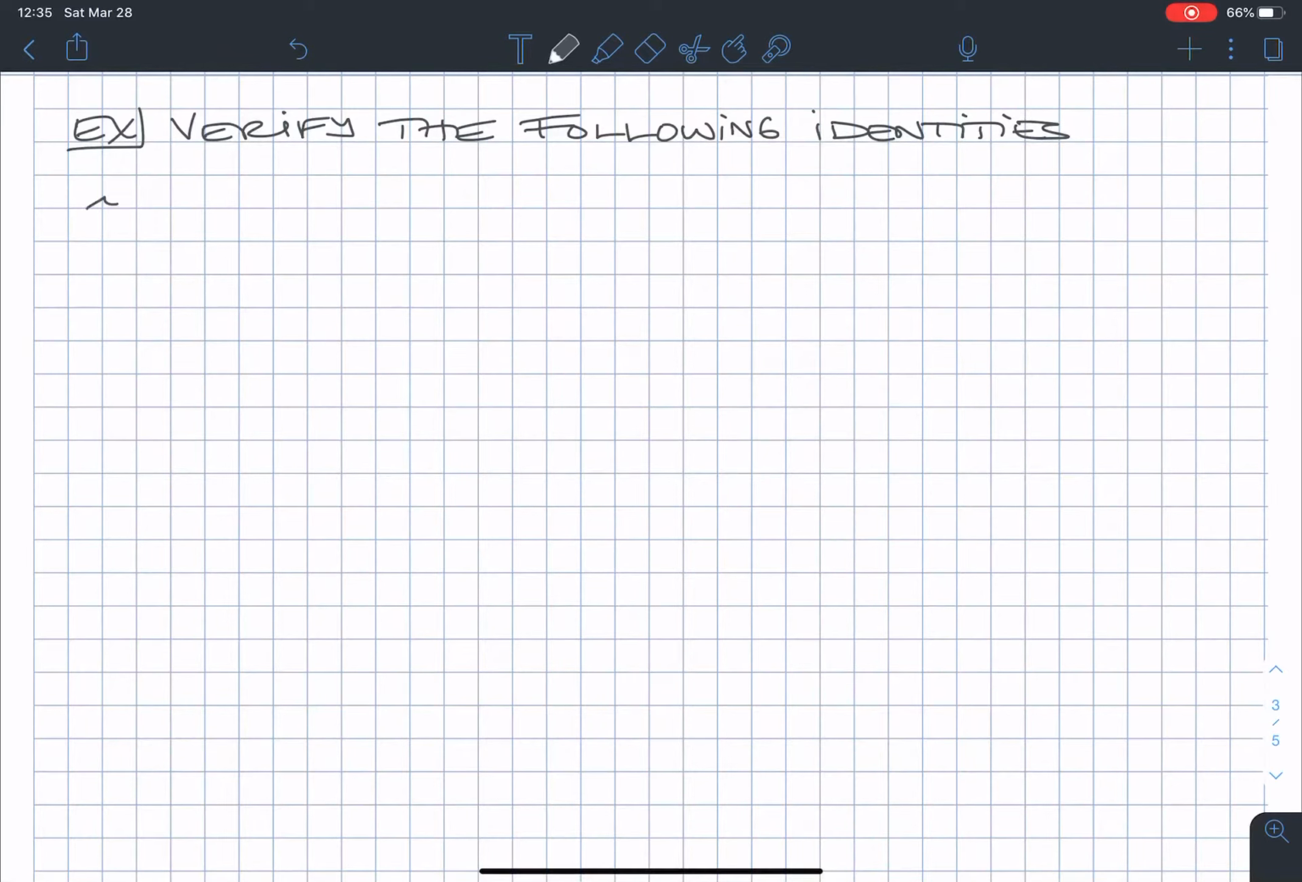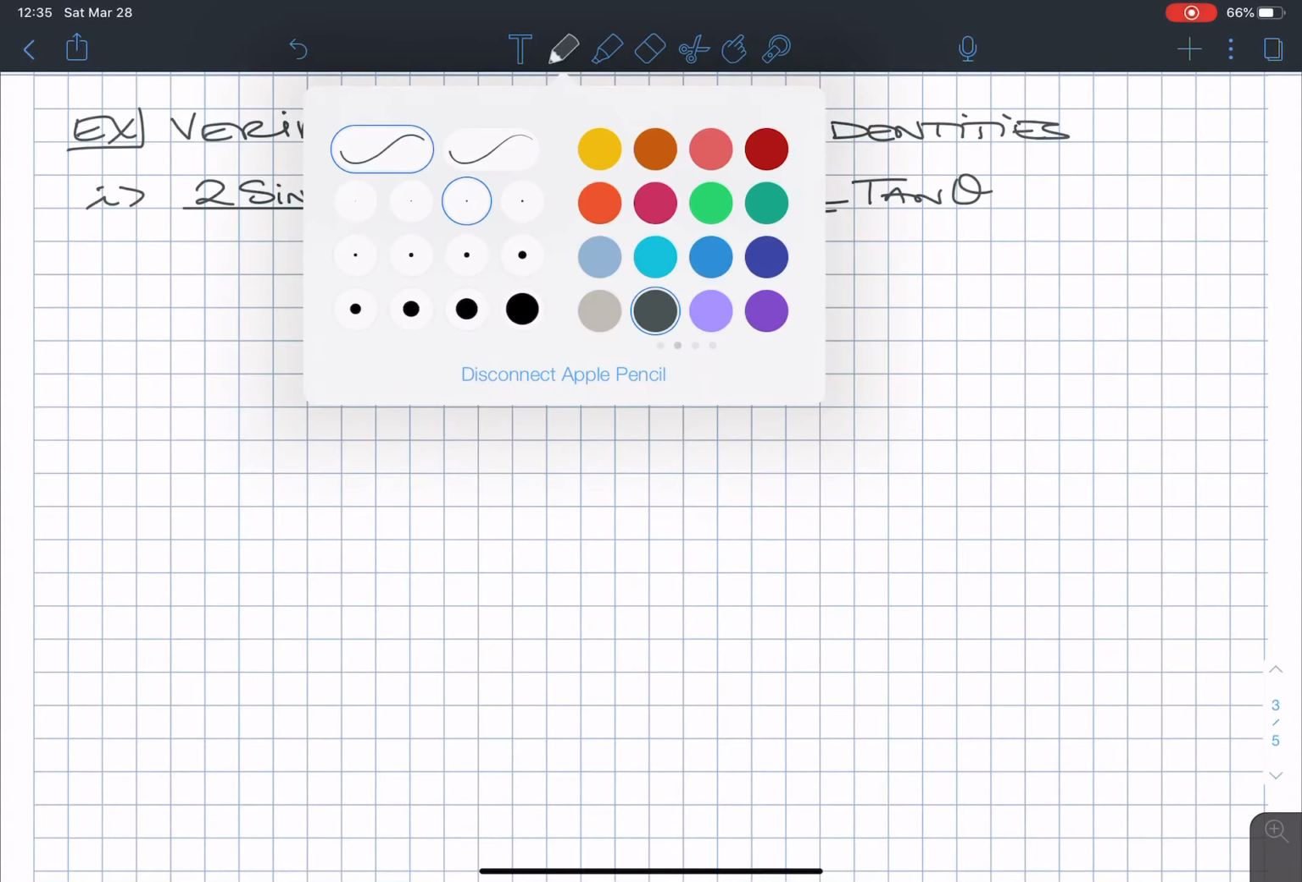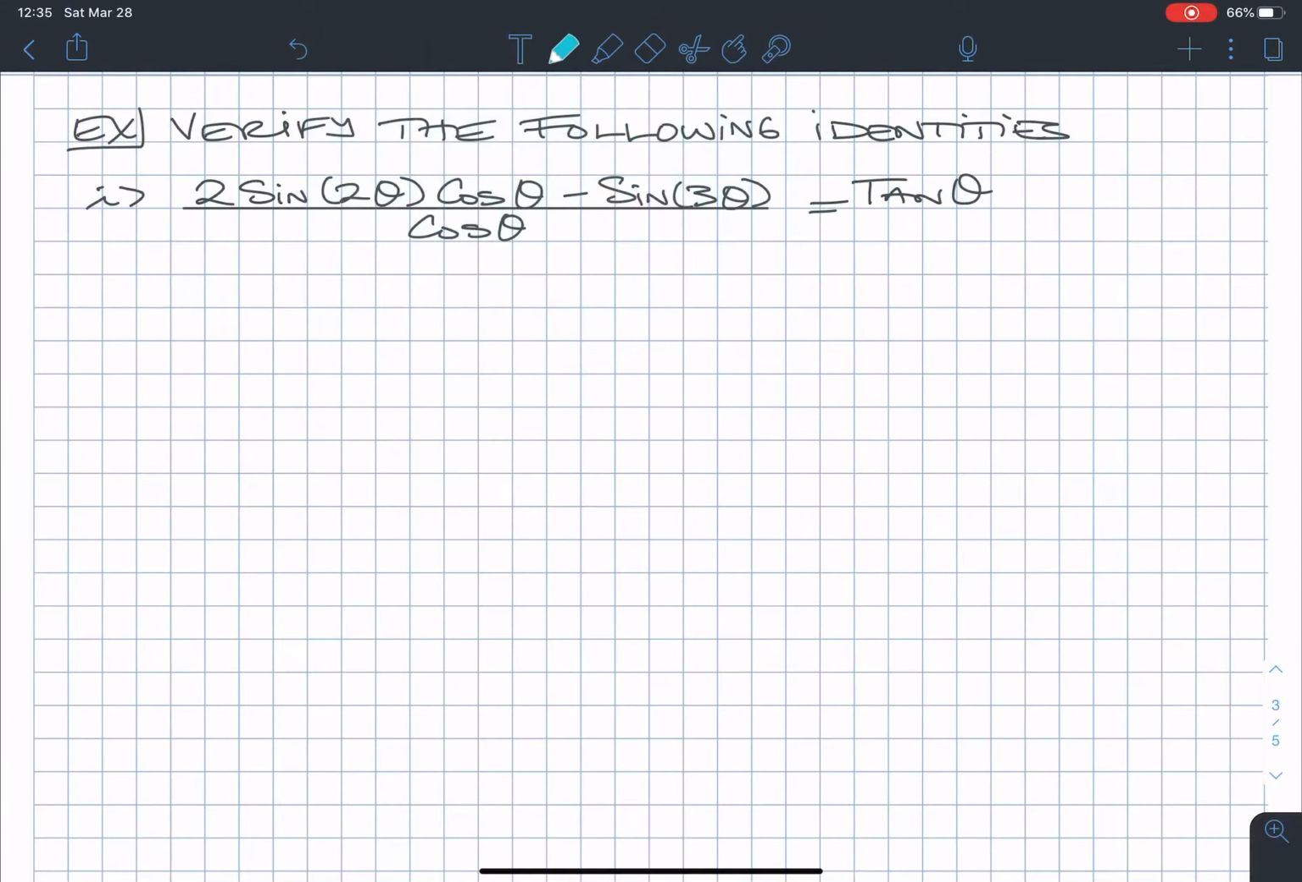So number one, let's verify that 2 times sine of 2 theta times cosine of theta minus sine of 3 theta, all over cosine of theta, is equal to tangent of theta. Okay, remember we start on the ugly side.